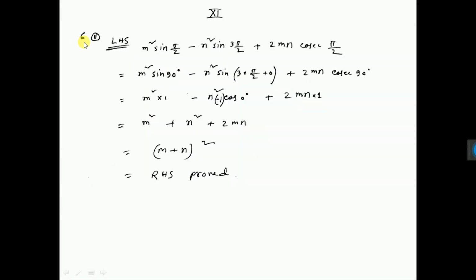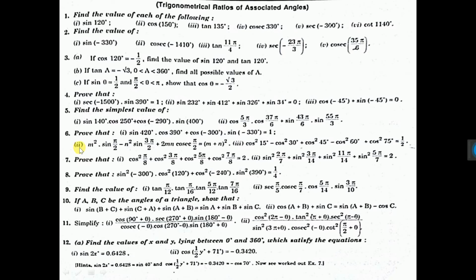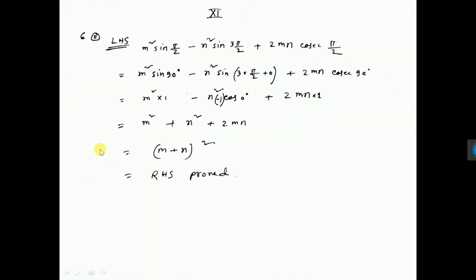I am solving sum number 6 part 2. This is the sum. m square sin pi by 2. Value of pi is 180, so if you put 180 by 2, it is 90. 3 into pi by 2, that is 90. And pi by 2, that is 90. So sin 90 value is 1. And 3 into 90 plus 0. This can be written as 3 into 90 plus 0. Now 90 odd multiple will be cos. Theta means 0.